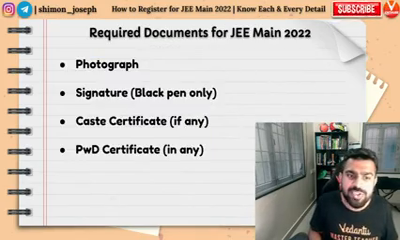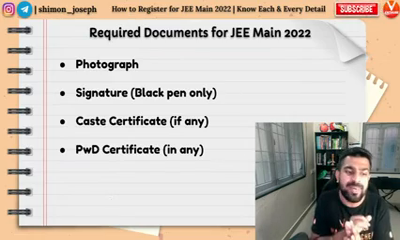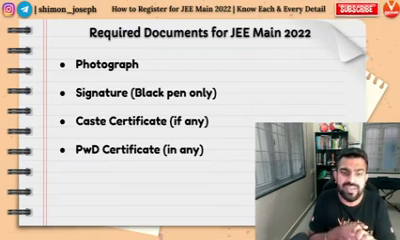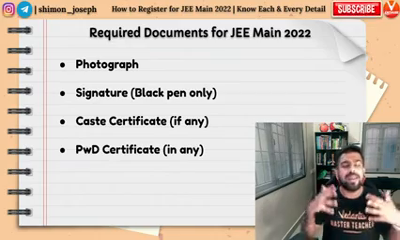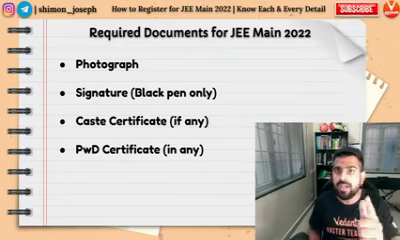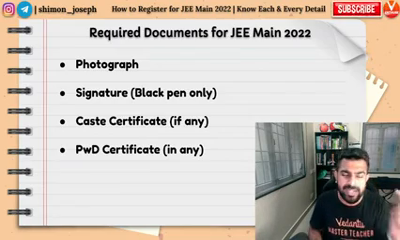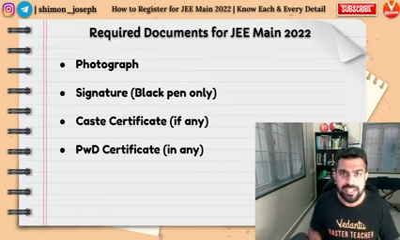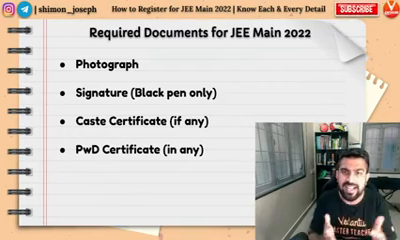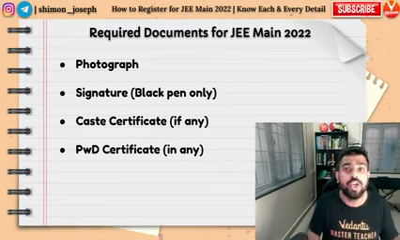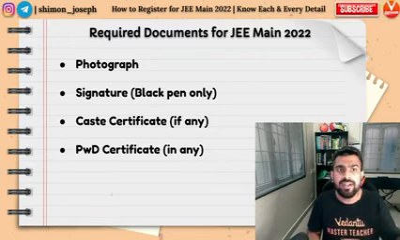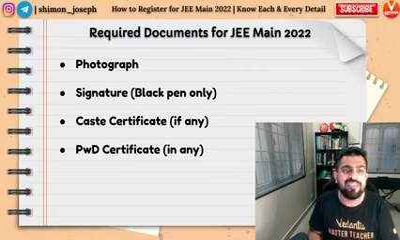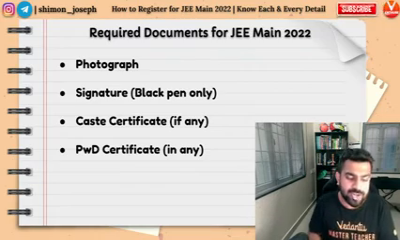So these are the documents which you need: photograph, signature in black pen, caste certificate if you are SC, ST or OBC non-creamy layer, and PWD certificate if you are a person with disability. Disability can be anything. It can be your eyesight also. Many people are not aware that even if your eyesight is very bad, it is considered a disability, or under PWD, if you have a certificate. So there are many avenues. If you have any issue, you can definitely check it out, because these will be advantages to you when you apply for colleges. If you have any such eligibility criteria, please use it. That's what I would recommend.